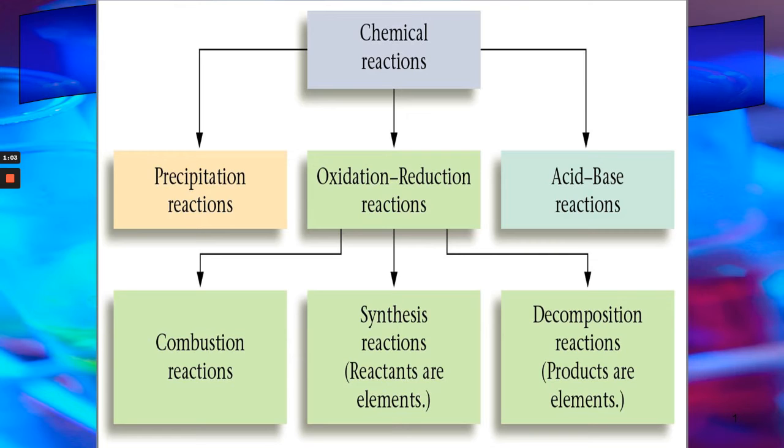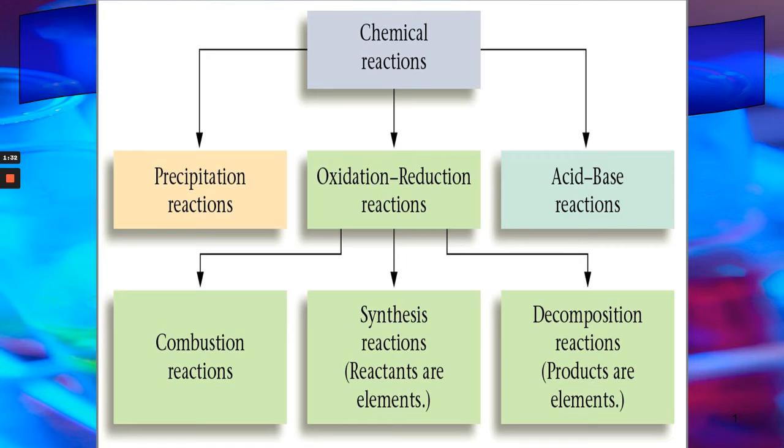So there are three basic types of chemical reactions. You can also base them on the energy. You can say they're endothermic or exothermic. All of them are going to involve energy, and they can be classified as either. However, if we look at what they form and what happens to the reactants and the products, then we can classify them like this. They can be either precipitation reactions, oxidation reduction, or acid-base reactions.